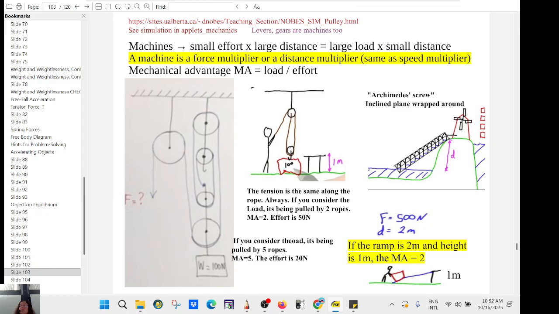So a machine can do two things. Either it's a force multiplier, so it makes you stronger. We call that the mechanical advantage. So if the mechanical advantage is 3, it makes you 3 times stronger. The effort will be 3 times less than the load. Or it could be a distance multiplier or a speed multiplier. But you need a trade-off because there is no free lunch.